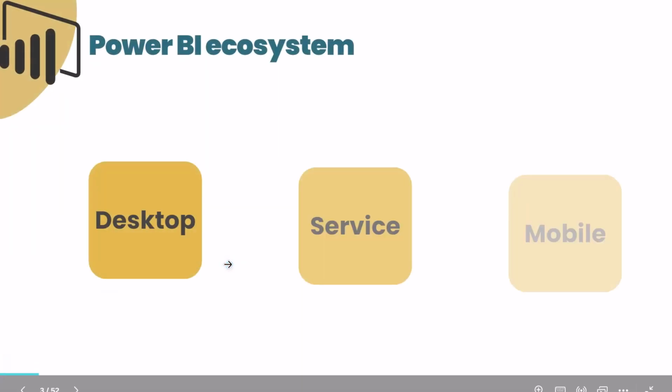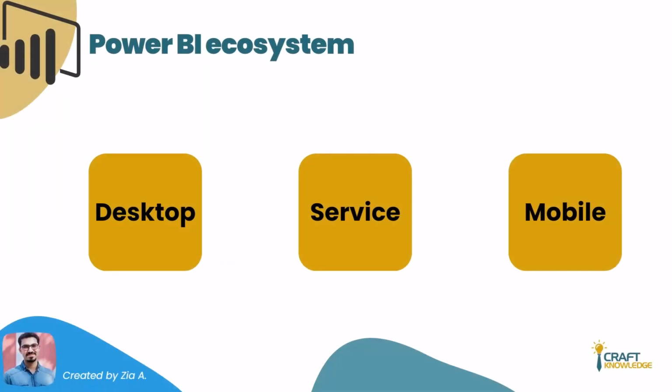First of all, let's talk about the ecosystem. So the Power BI ecosystem has three main components. It has desktop, it has service, it has mobile, right? So we mainly work on the desktop app, on which we develop dashboards, we work on data analysis, data visualizations, data analytics, business analytics, and all that stuff will be done over here, right?